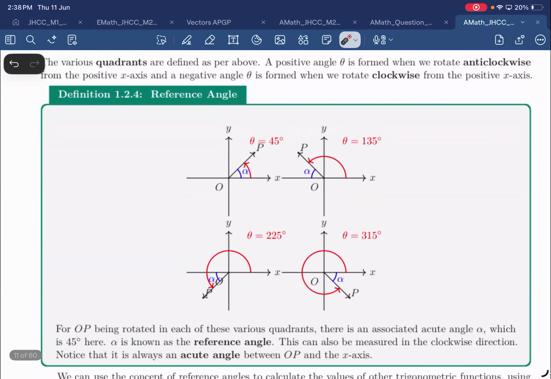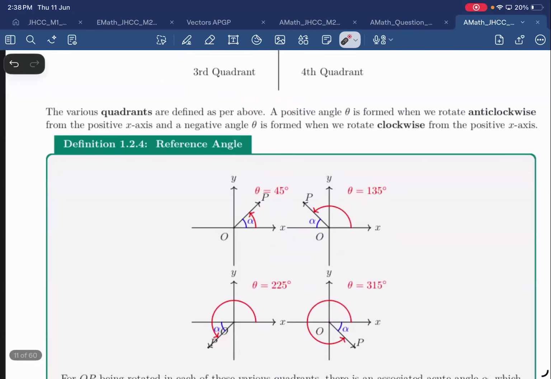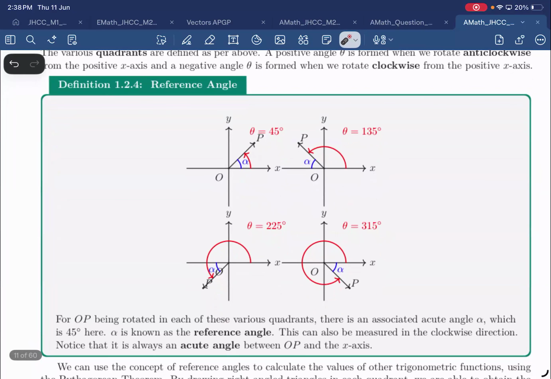So what is a reference angle? For each of these diagrams here, there is an angle that is always acute, meaning from 0 to 90. For each of these red angles, this alpha, the blue color angle, is called the reference angle. Unlike these angles which we usually measure anti-clockwise, the reference angle can be measured clockwise. For example, for the fourth case, the one at the bottom right.